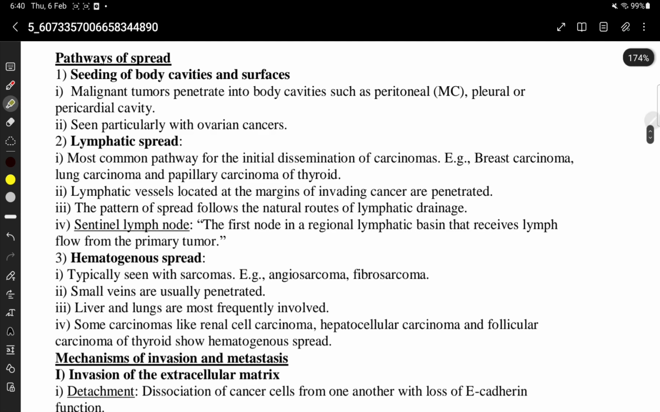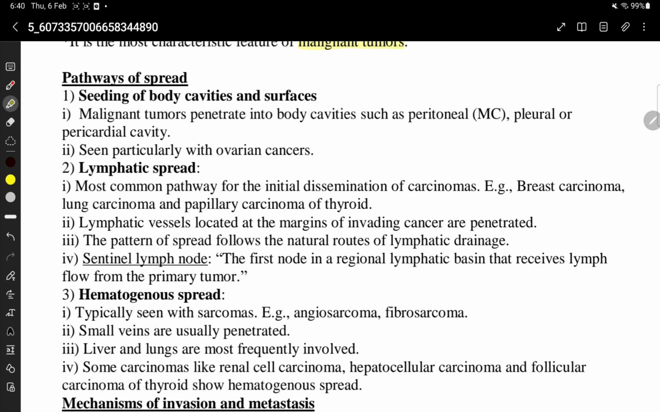Pathways of spread: there are three pathways of spread: seeding of body cavities and surfaces, lymphatic spread, and hematogenous spread.